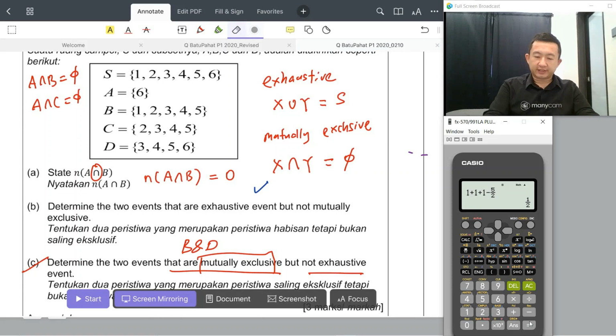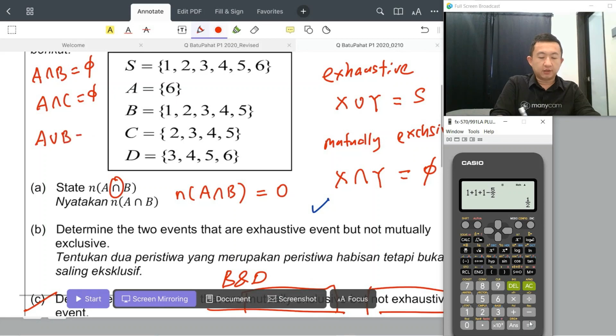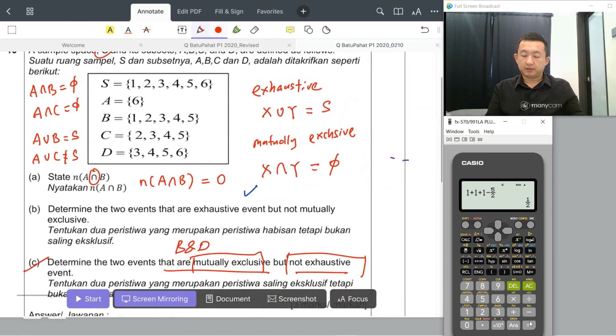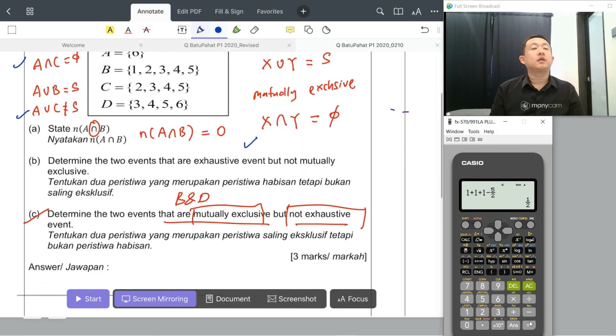Okay, now we look at the second part, not exhaustive. So we find A union B. A union B, is it the sample space? Yes, sample space. A union C, is it the sample space? Not sample space. Okay. Then we choose which ones? Mutually exclusive. Not exhaustive means not the sample space. So this one is not the sample space. Not exhaustive. So the only pair that fulfills these two criteria is set A and set C.